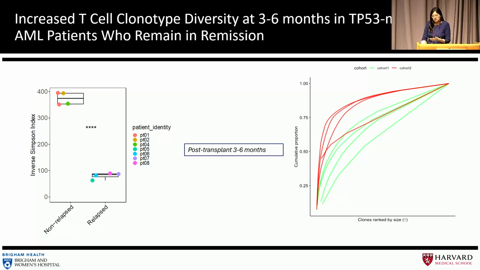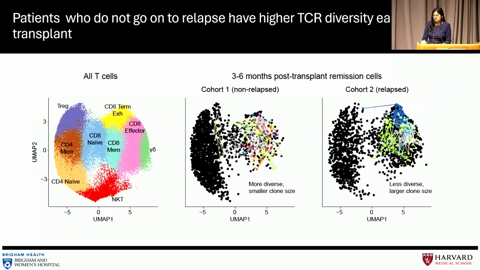So there did seem to be a significant difference in these two cohorts, so we then overlaid T cell clonotypes in this UMAP visualization. If you look at the non-relapse cohort, you see many more colors, and each colored dot represents an individual TCR clonotype. And the clones are small, the number of clones are large, so it's more diverse with smaller clone size. In the relapse cohort, it's dominated by the blue and green colors because the number of clonotypes are lower, but the clones that are present are hyper-expanded.